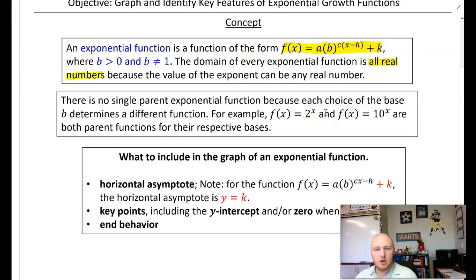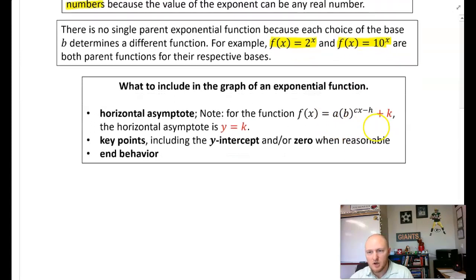There is also no single parent exponential function because each choice of the base b determines a different function. And we're only going to look at today f of x equals 2 to the x and f of x equals 10 to the power of x. Okay, so these are our parent functions for today. So we're going to go ahead and graph, that's our goal, and then also identify some key features of these functions. But what do we want to include?